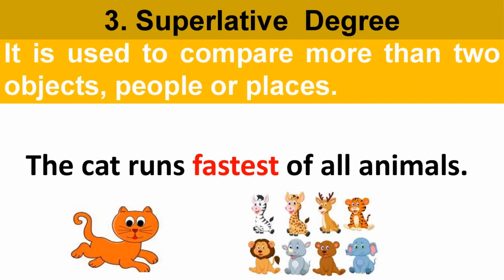Third one, superlative degree. It is used to compare more than 2 objects, people or places. Example: the cat runs fastest of all animals.